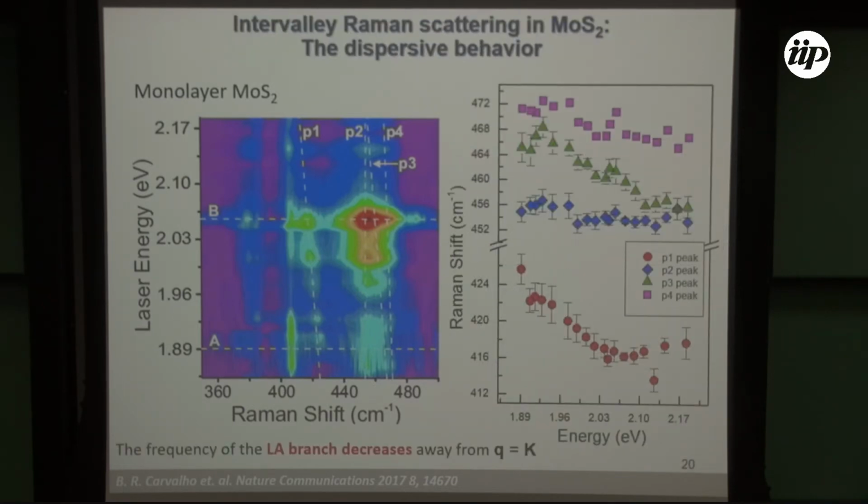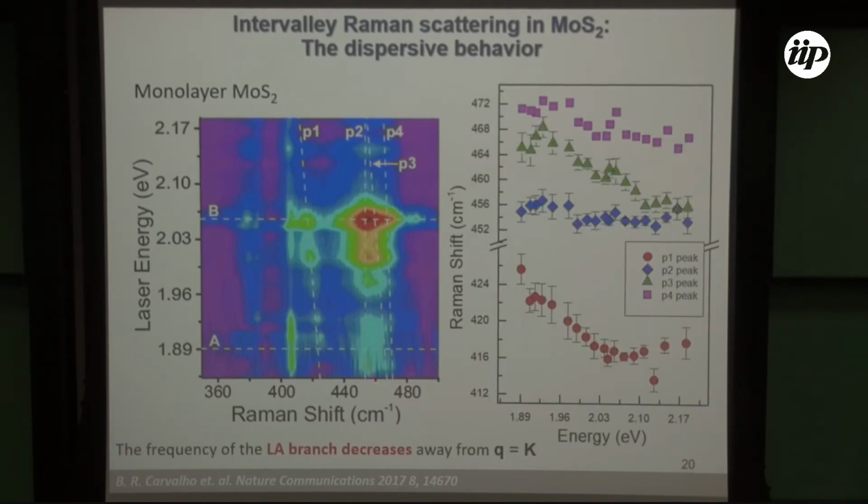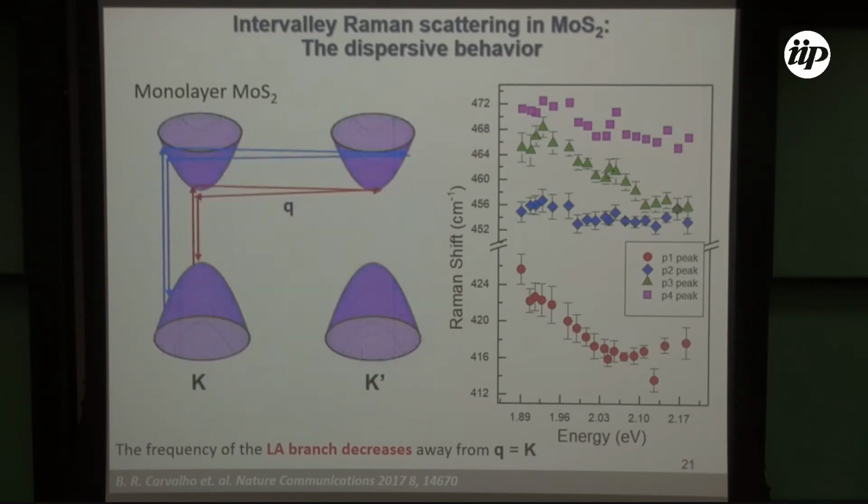So basically, we are considering phonons that will be here at M and K. The phonon branch that is participating in the process is the LA. And after the fitting process, we took the Raman shift, the peak position of each one of these peaks, as a function of the excitation energy. And we see that the P1 presents the highest dispersive behavior, and also one peak over here that I'm calling P3. So why does it happen, and how can we explain this?